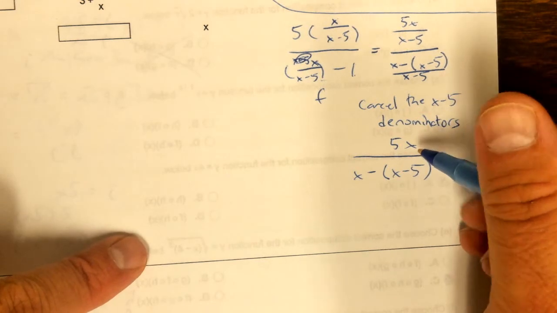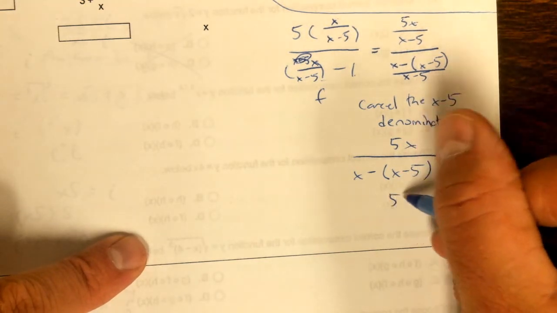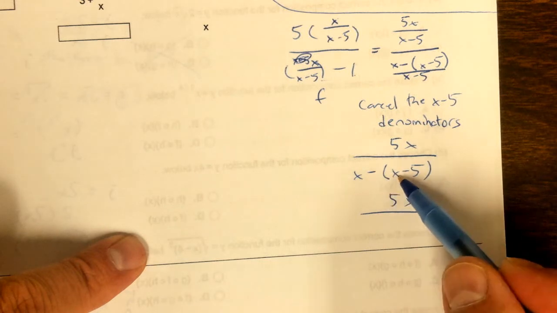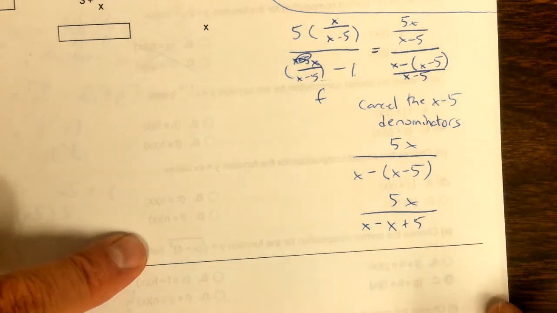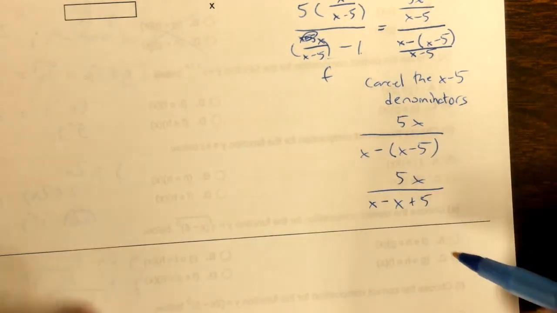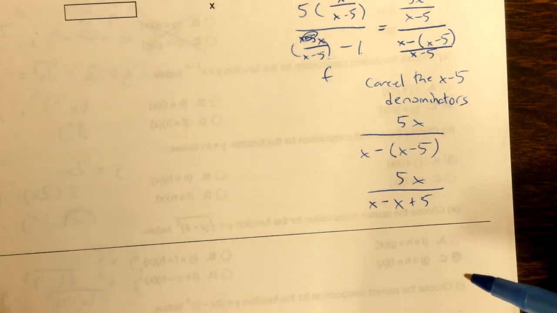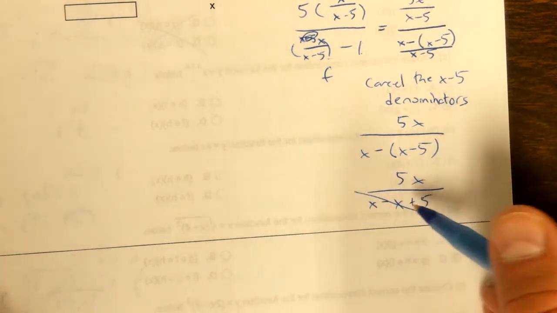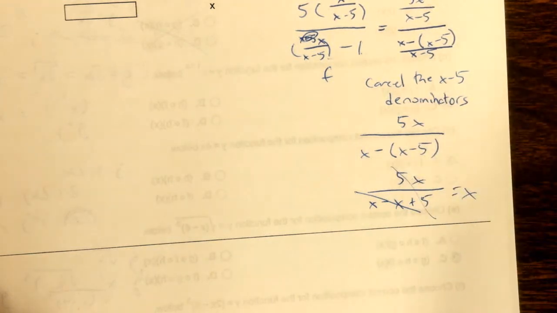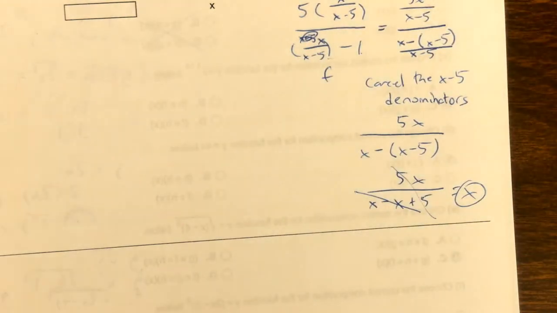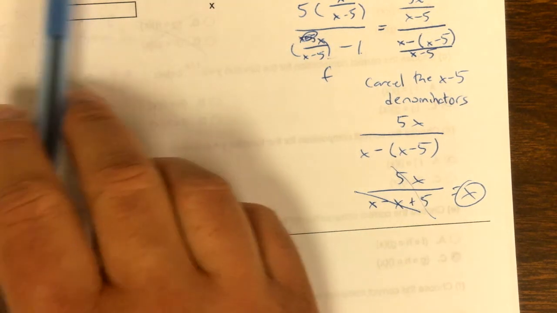Now, to reduce that, it's 5x, and then distribute this minus sign, so it's x minus x plus 5. So your x minus x cancels. Then your 5 cancels also, and so you're left with x. So your answer is x. Now, what that really would tell you later on is that these two functions are inverses.